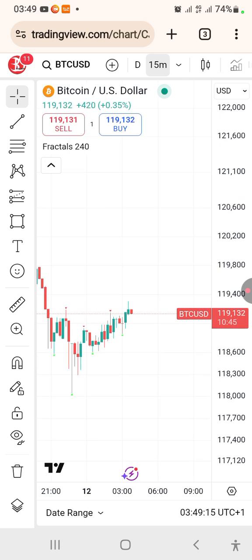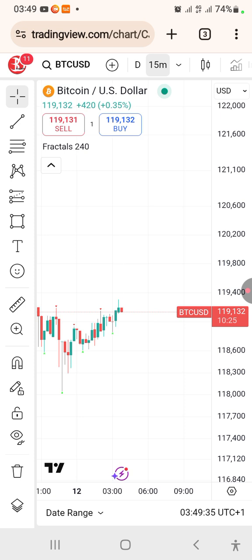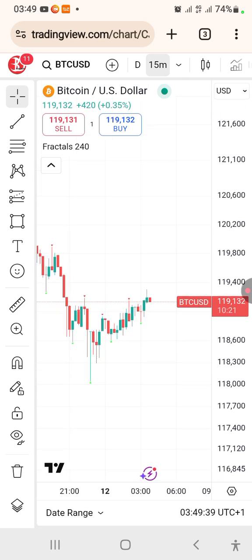So now we are looking at BTC USD. This is to show you that marking of key levels can be done on any instrument as long as it involves a chart. Now the first step is to go straight to your higher time frame. Go straight to your higher time frame.